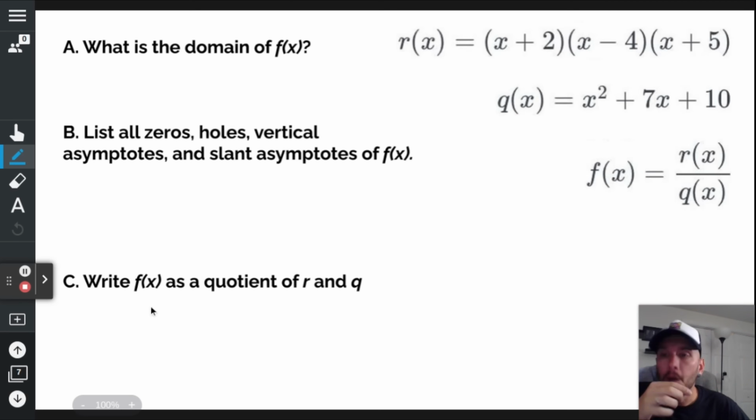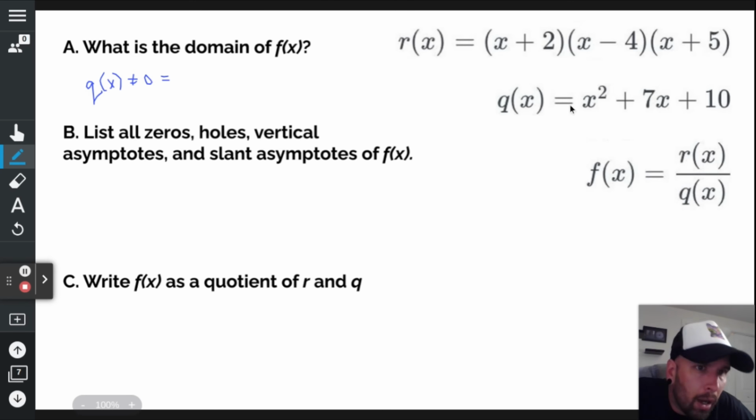Pretty easy to do. A, what is the domain of f of x? f of x is R of x over Q of x. So Q would be the denominator. Okay, so the domain is where Q of x is not allowed to be 0. So these guys are not allowed to be 0. Well, let's factor it out and see what they would be. The numbers that add up to 7 and multiply out to 10 are 5 and 2.